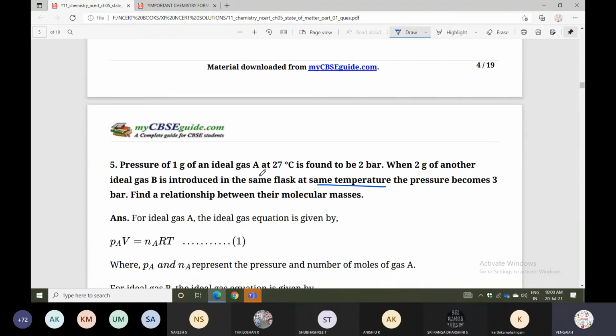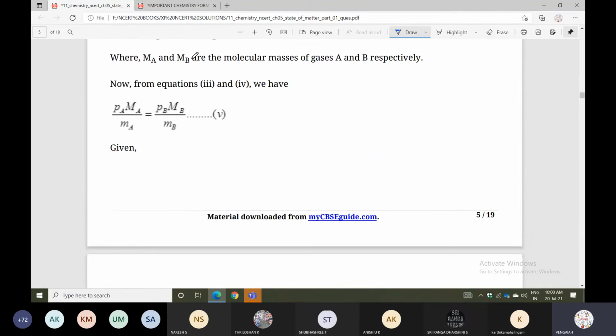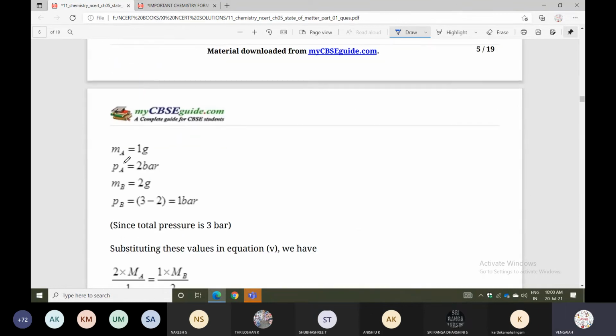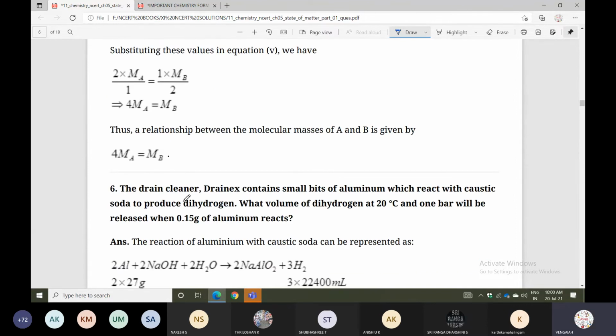For ideal gas A, the ideal gas equation is given: PV equal to nRT. For A, PA V equal to nA RT. For B, PB V equal to nB RT also. From equation 1 and 2, you can substitute and calculate. After that, whatever given values are there, you can substitute, and then you can calculate. That's all. Directly, easily, substitution and calculation. So first you should know the formula. If you know the formula, you can solve the question easily. Otherwise, it is a little difficult.